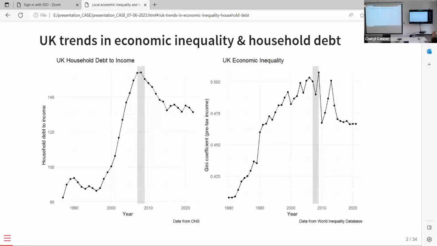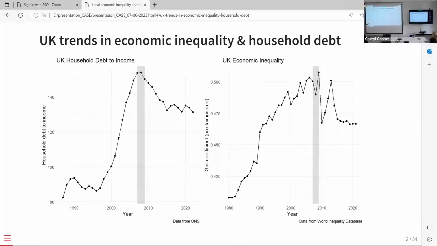Okay, so let me motivate this topic. Why am I looking at inequality and borrowing? Here's two figures. On the left is the household debt to income ratio for the UK, aggregate household debt over income. And we see, since the 1990s, this huge increase in that ratio up until the financial crisis. So that's the shaded bar there. After which that's the peak, and then it declines and stagnates at around 130.